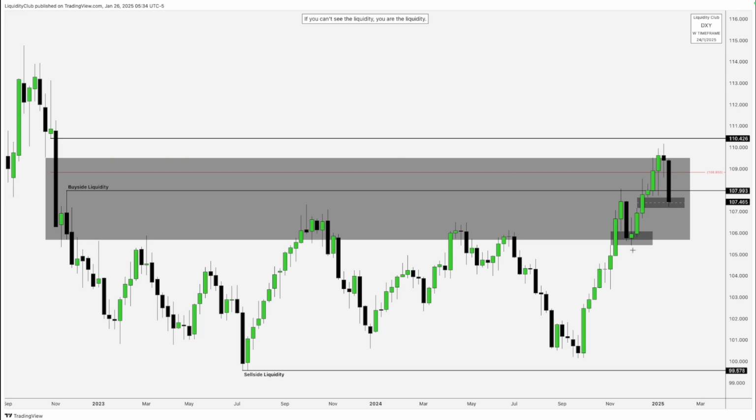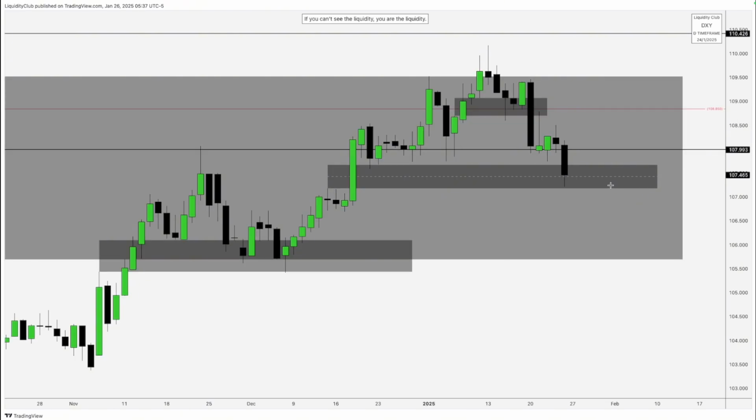But it's still a buy program, so I'm not going to try to act smart by trying to catch the top in a buy program. No, we never try to catch the top in a buy program. So as I mentioned, we're still looking for higher prices. That's the buy program that we're currently trading at. So that's going to be pretty much it for DXY.